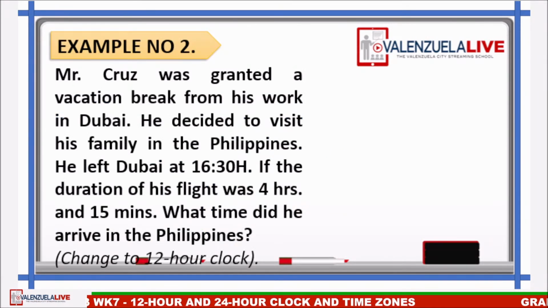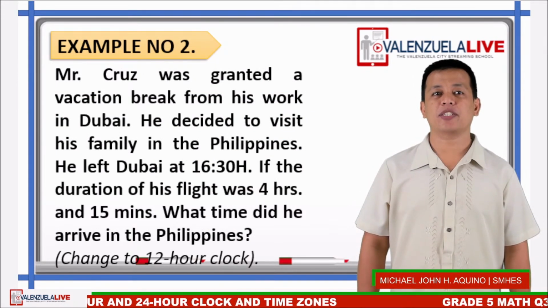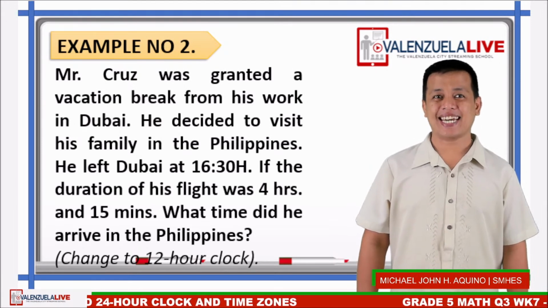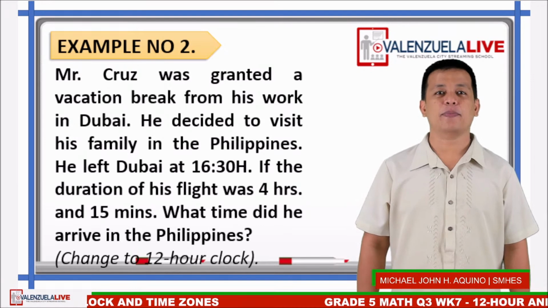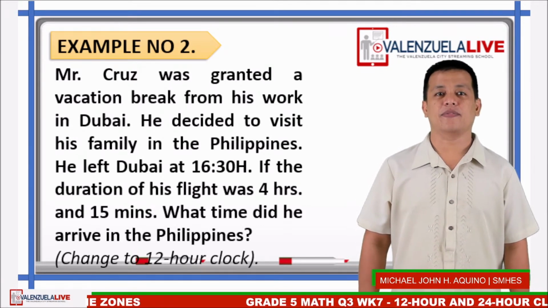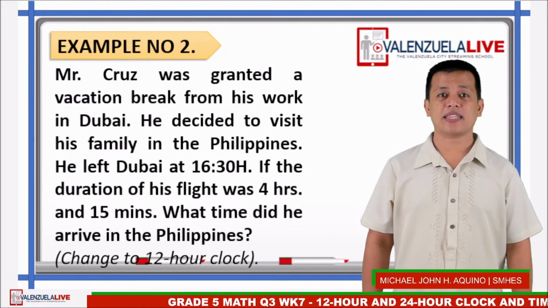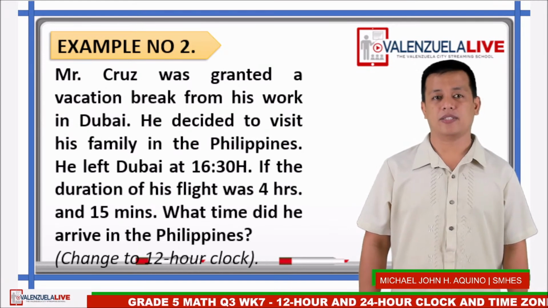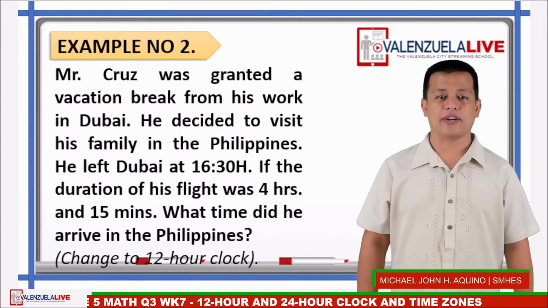Example number 2. Mr. Cruz was granted a vacation break from his work in Dubai. He decided to visit the family in the Philippines. He left Dubai at 16:30. If the duration of his flight was 4 hours and 15 minutes, what time did he arrive in the Philippines? We need to change 12-hour to 24-hour clock.